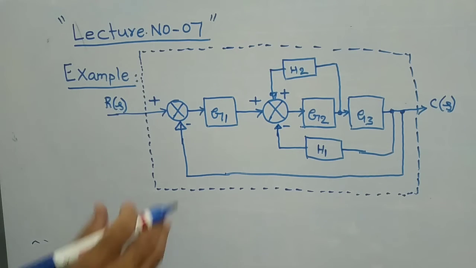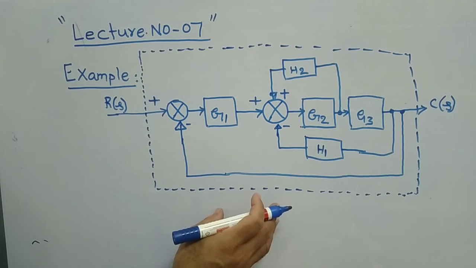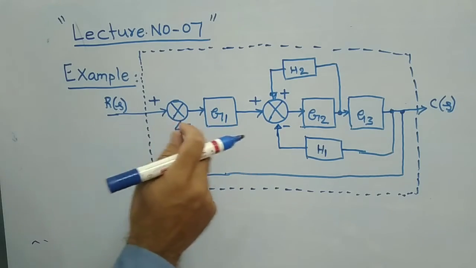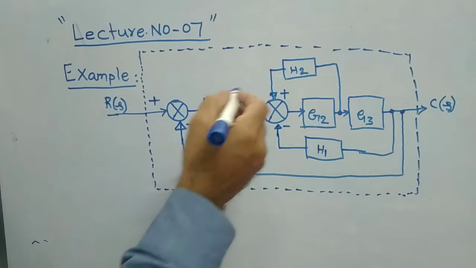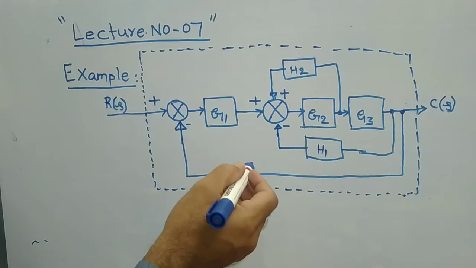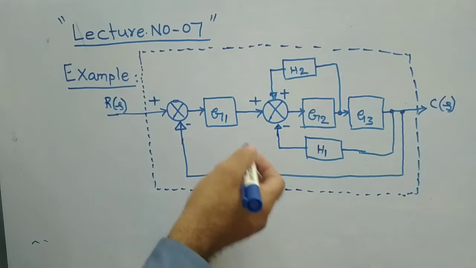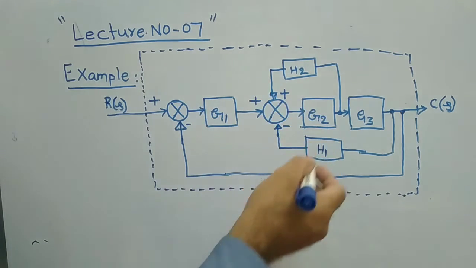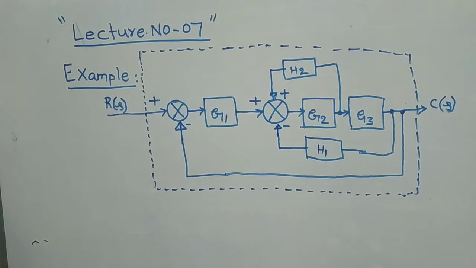The very important point you should remember is that first of all you must observe whether there are any closed loops available in the given problem. It could be a positive closed loop or a negative closed loop.